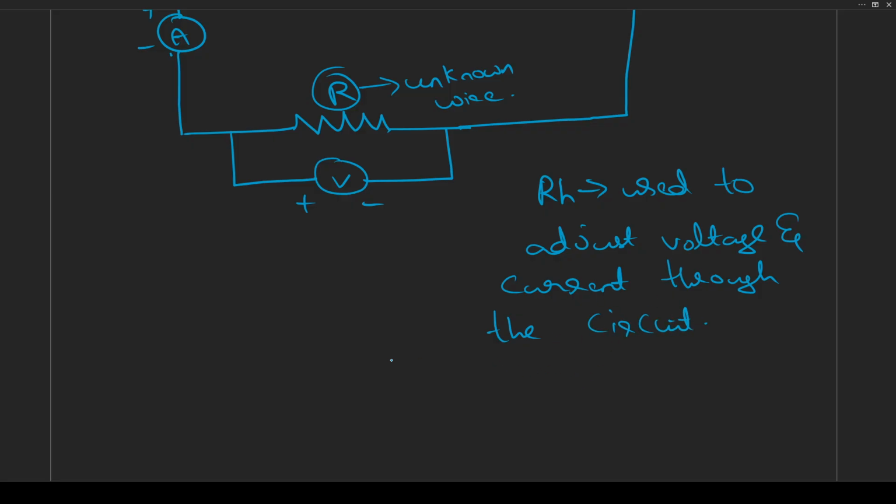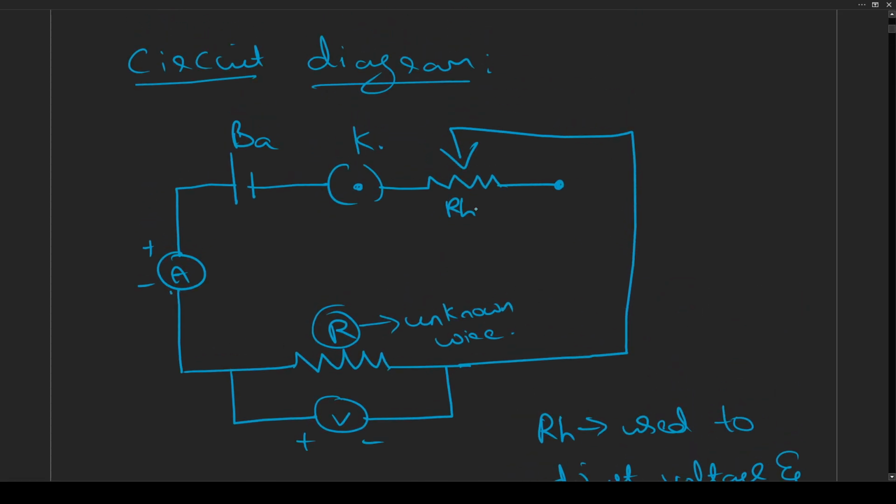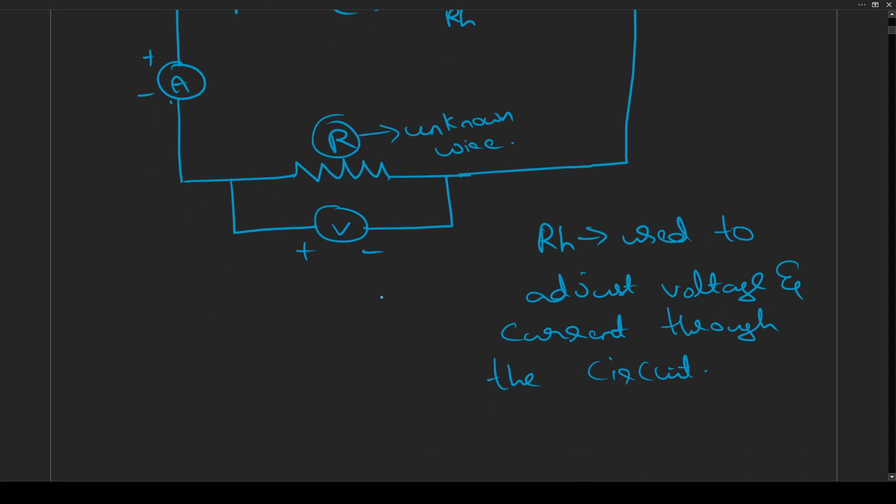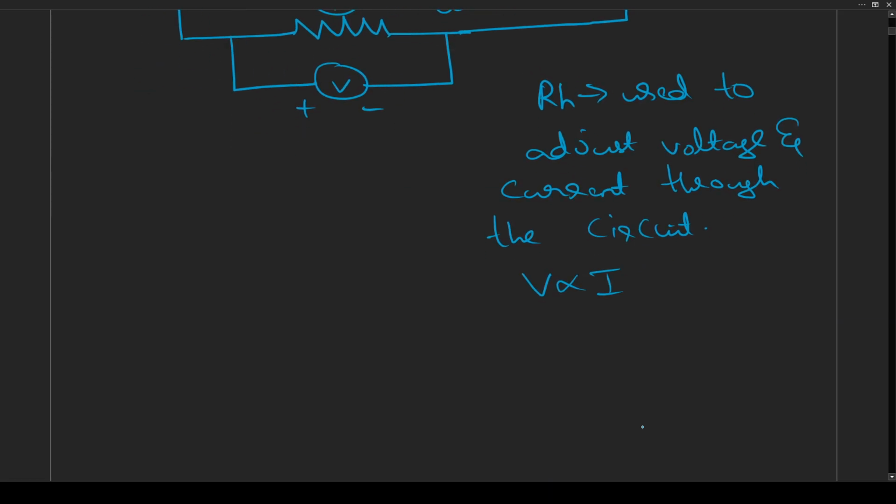Okay, how do we know that rheostat is known as variable resistance? How do we adjust voltage and current through the circuit using a rheostat? We know Ohm's law. Voltage is directly proportional to current, and V equals IR, where R is a constant known as resistance, and V by I equals R. So when we adjust resistance, we can adjust both voltage and current in a circuit.